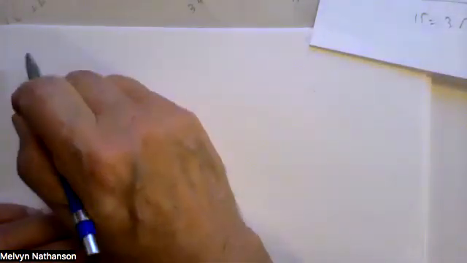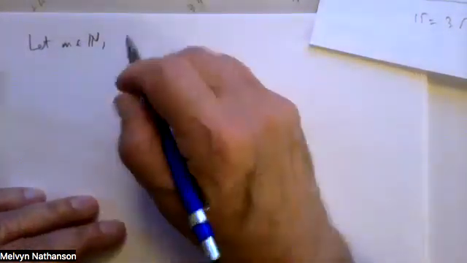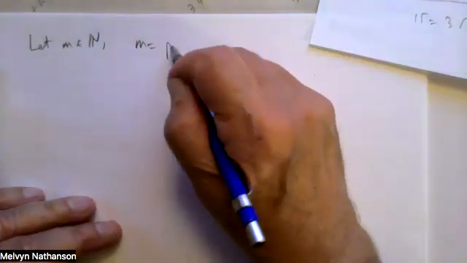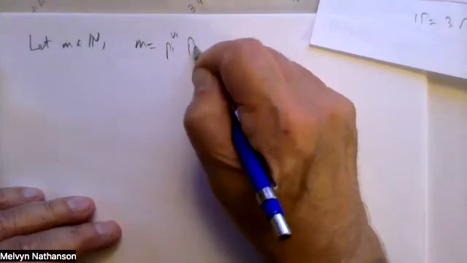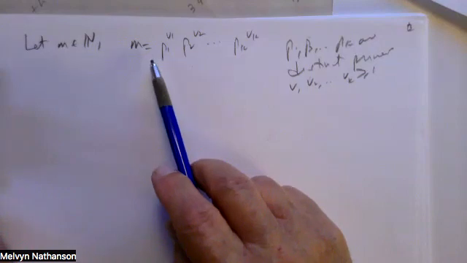So suppose we take a positive integer m, and by the fundamental theorem of arithmetic, we can write m as a product of primes, p1 to the v1, p2 to the v2, up to pk to the vk, where p1, p2, up to pk are distinct primes, and v1, v2, up to vk are positive integers. So this is writing m as a product of prime powers.